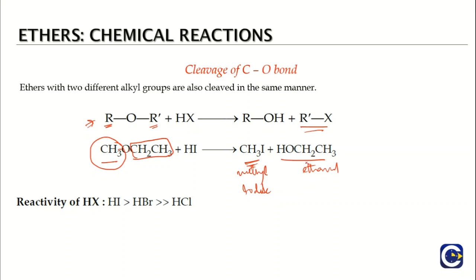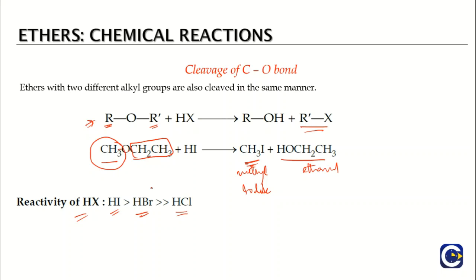Okay, this is the order of reactivity of hydrogen halides, or halogen acids. This is the sequence that we should observe. HI is more reactive than HBr, and HBr is more reactive than HCl. So the most reactive in this case is hydrogen iodide. This is the order of reactivity of hydrogen halides.